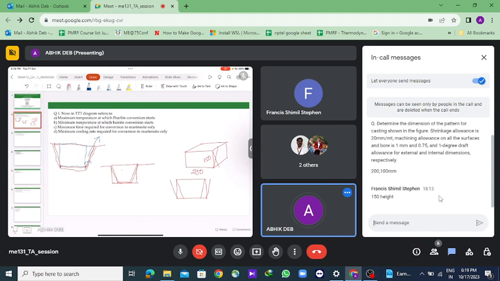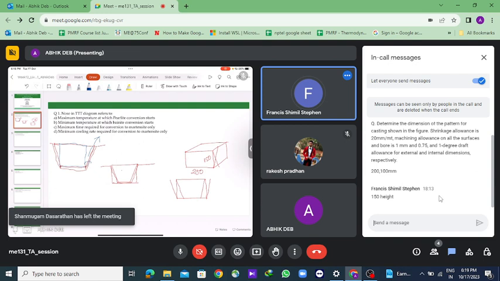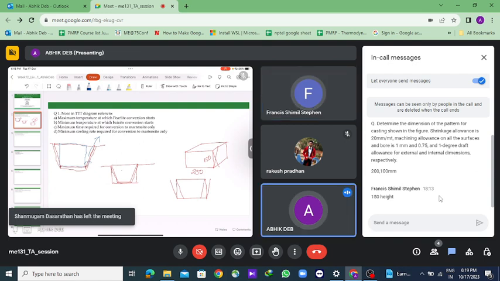Okay, sir. So here we will be applying it only on the vertical sides? Yeah, draft allowance is always on the vertical sides only, because when we move the pattern out, there is a chance that it will get damaged, or it will not facilitate easy removal. That is why we need the tapered allowance on the vertical surfaces.